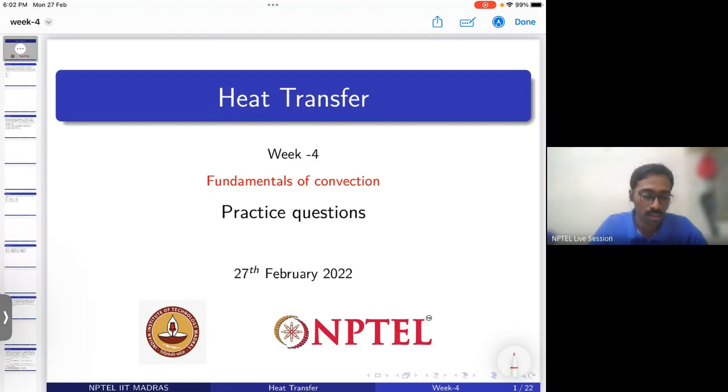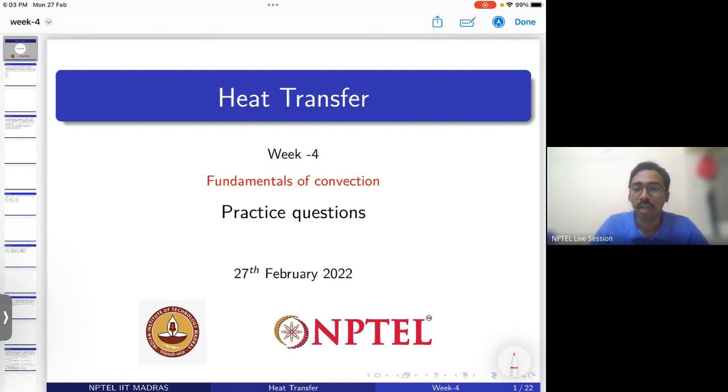We will be discussing some of the questions related to the week four topics. So let's have a brief recap of what was discussed in week four. Till week three, we were discussing one mode of heat transfer, which was conduction. Week four starts with the next mode of heat transfer, which is convection, where bulk fluid motion is involved.